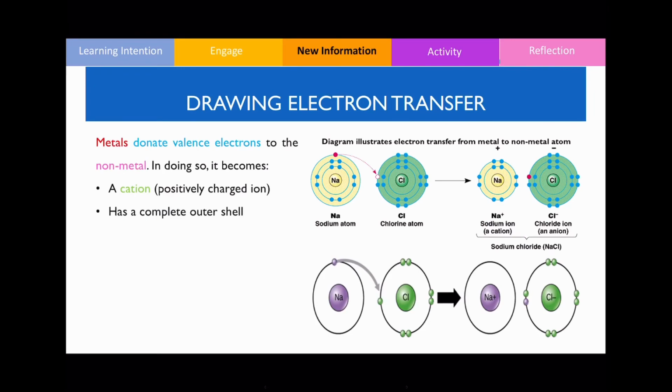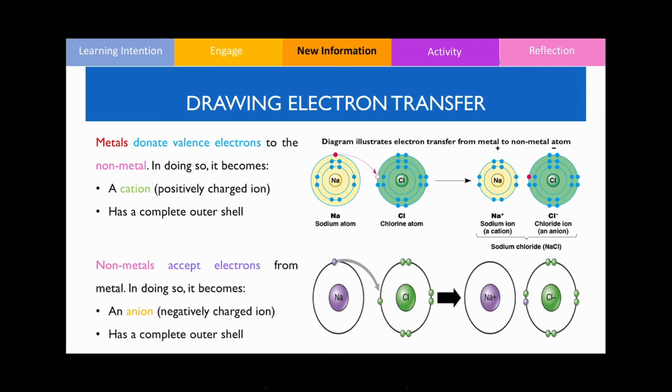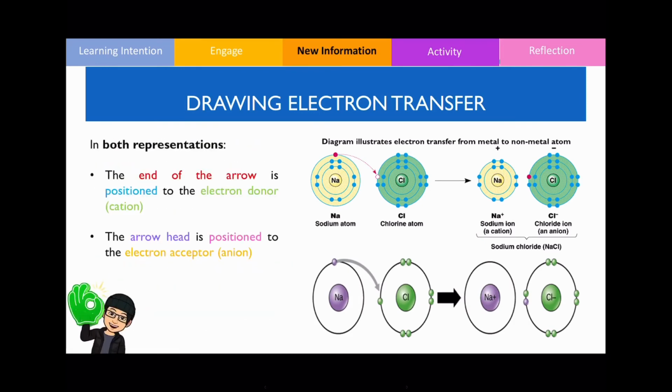Metals donate their valence electrons, so you always start the diagram from the metal, or from the one that's going to be giving away the electron, and the end of the arrow is where the electron acceptor receives the electron. So they're generally going to be the anion or the non-metal in this case over here. So that's just one thing that I wanted to point out.